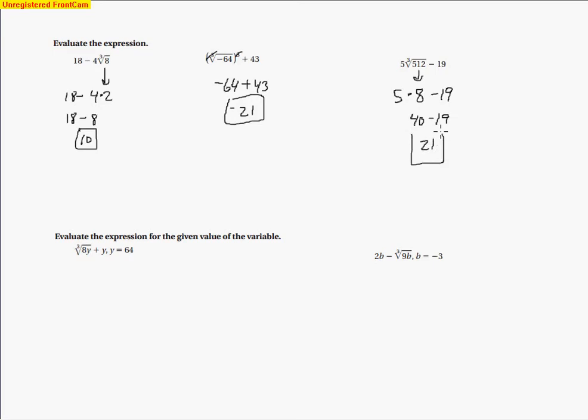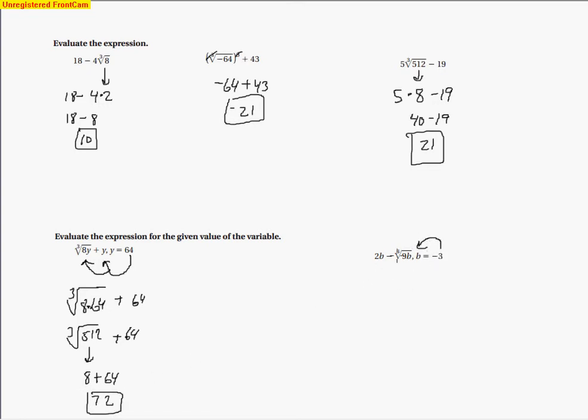So we take a look at the next one, and this one says to evaluate the expression for the given value of the variable. So we're taking 64 and we're putting it in for these y's here. So we have the cubic root of 8 times 64, and then plus 64. So we multiply the 8 and 64, and that gives me 512. Well, I already know that the cubic root of 512 is 8. I've done that a few times now. And I add 64 to that, and that leaves me with 72. On this one, I substitute negative 3 in for b, and for this b as well.